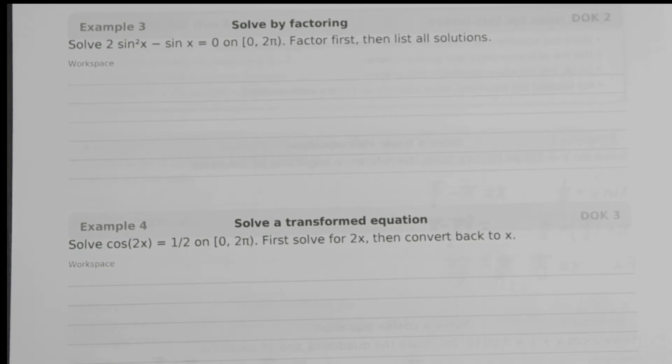Solve 2 times sine squared x minus sine x equals 0 on 0 to 2 pi. Factor first, then solve all solutions. So this equation has a common factor, and we need to start by factoring out sine x.